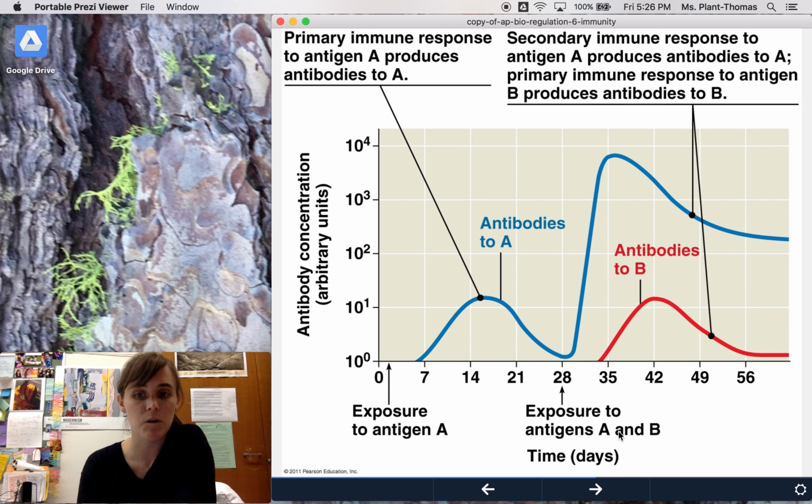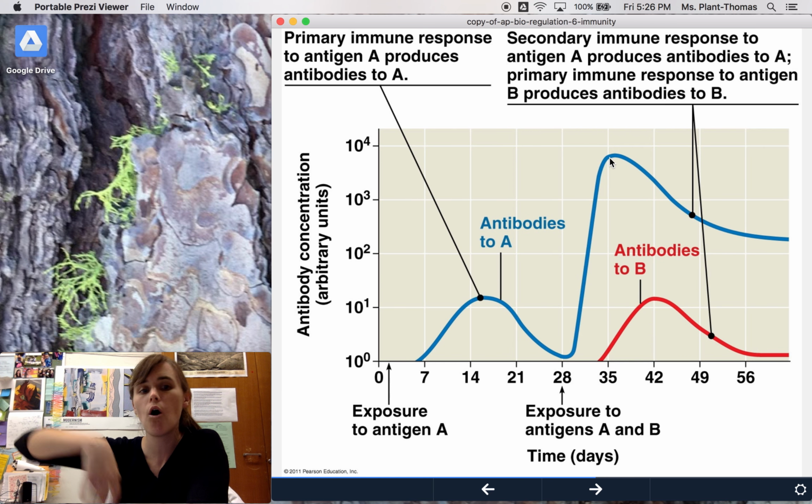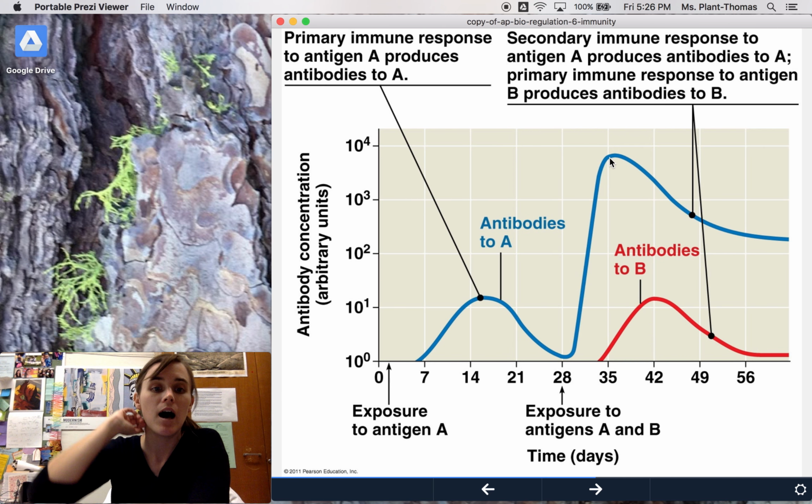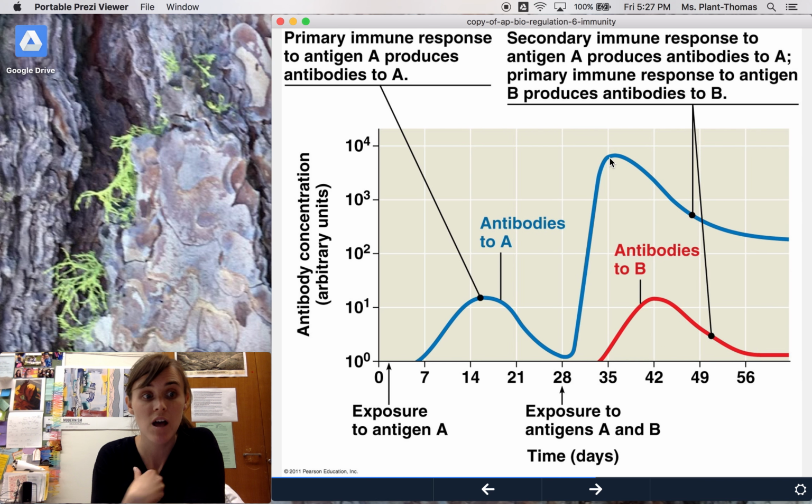You also get exposed to pathogen B, an antigen B. For antibodies for pathogen A, they spike. You produce a whole ton of them. That means you're not even going to feel sick, because you produce them so fast. You nipped it in the bud. But for pathogen B, you're definitely going to feel sick because you have to go through the whole process again.